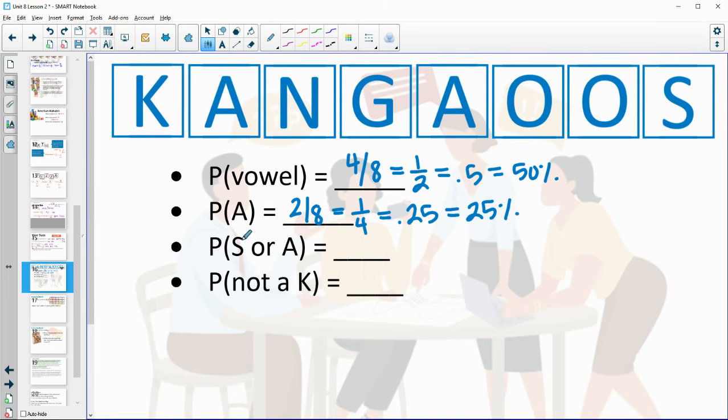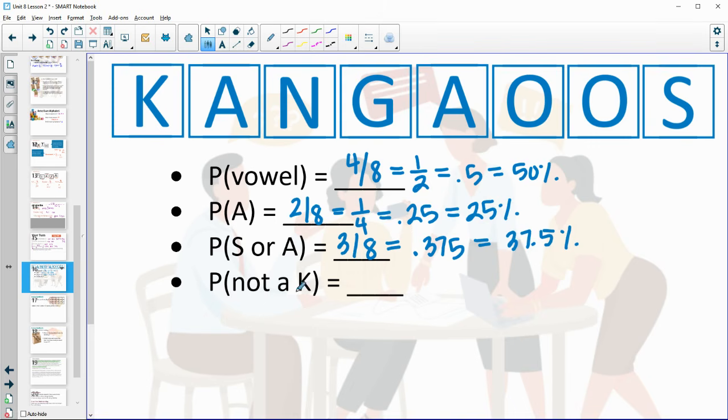The probability that you choose an S or an A. So how many S's or A's are there? Well, we see 2 A's and then 1 S. So that's 2 A's and 1 S. So that's 3 out of 8. That will be quote unquote winners here. Okay, so 3 out of 8 letters, and 3 out of 8 does not simplify any further. The decimal would be 0.375, which would be 37.5%.